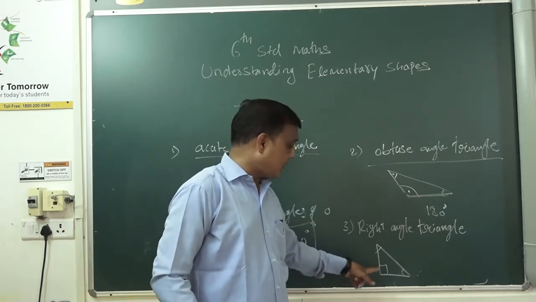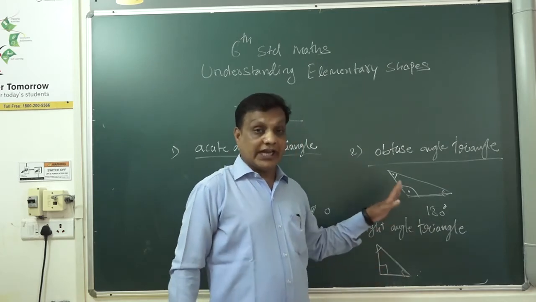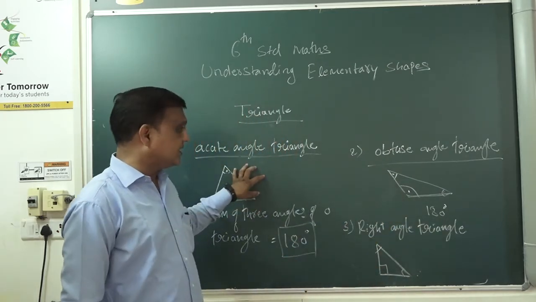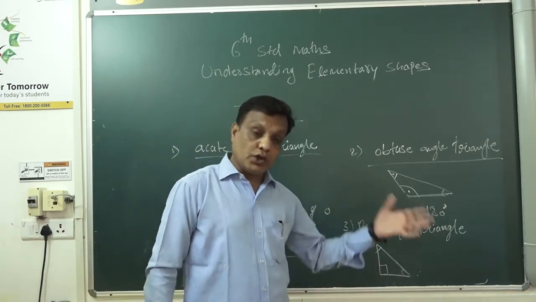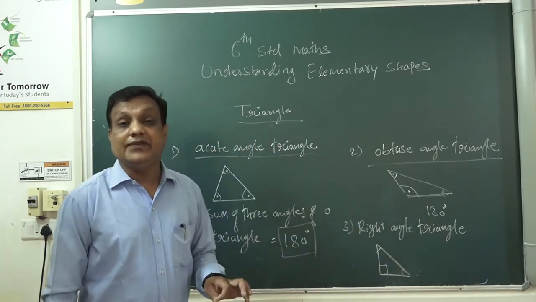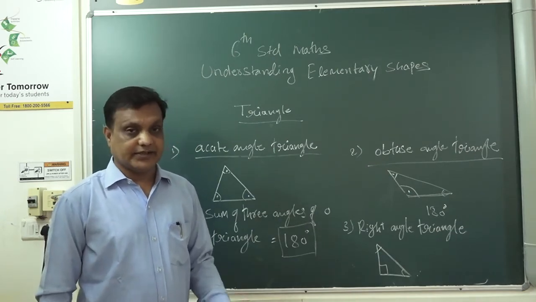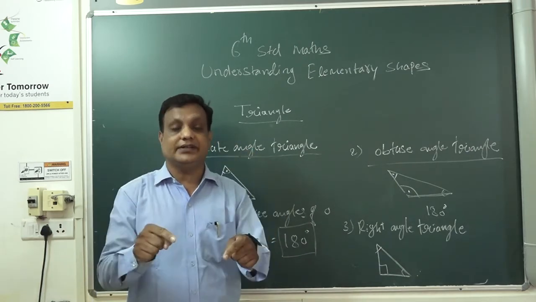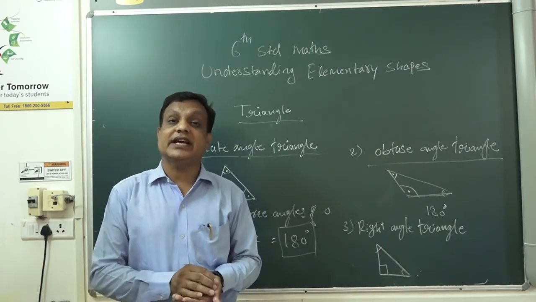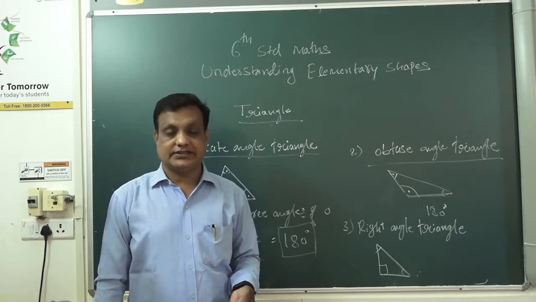And here one angle is 90 degree. It is a right angle triangle. So 3 types of triangles: acute angle triangle, obtuse angle triangle, and right angle triangle. Also in this we are seeing equilateral triangle, isosceles triangle, and scalene triangle. Now equilateral triangle means all 3 sides are equal. All 3 sides are equal. That type of triangles are called equilateral triangles.